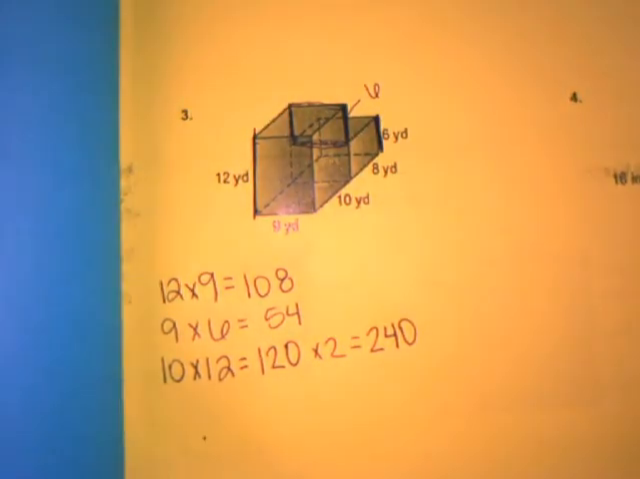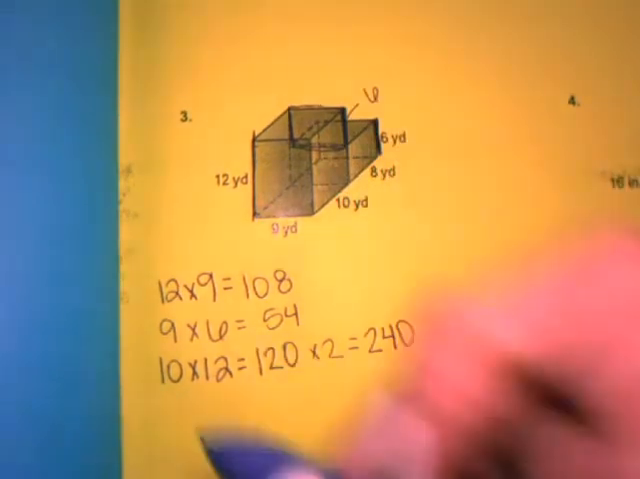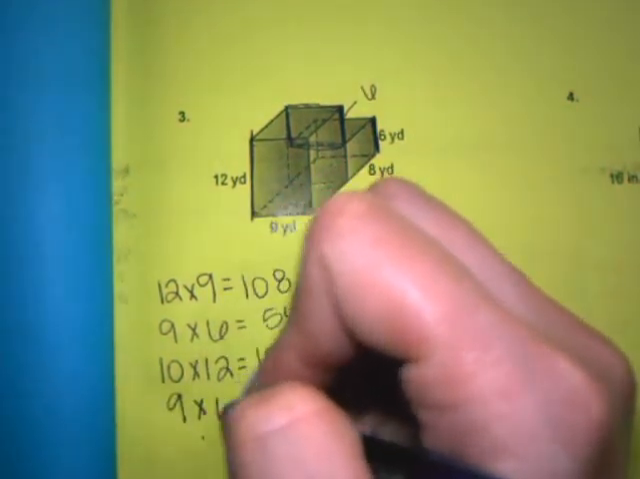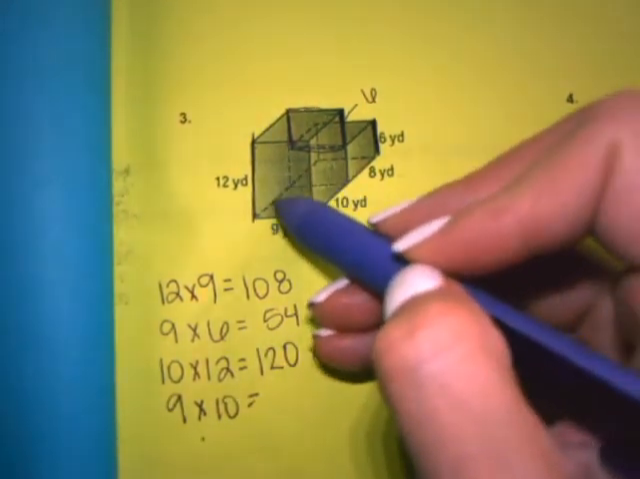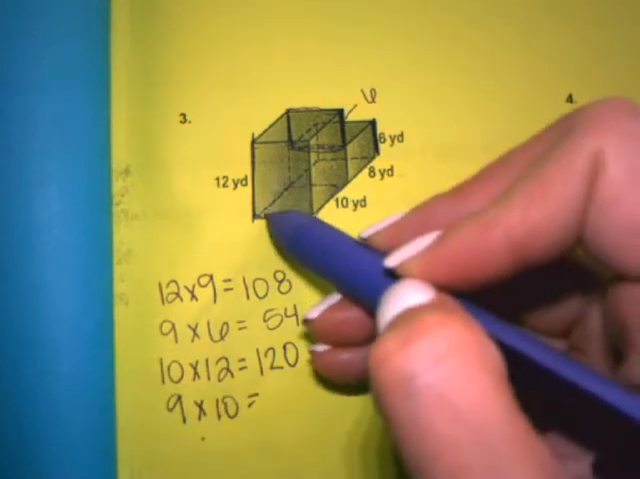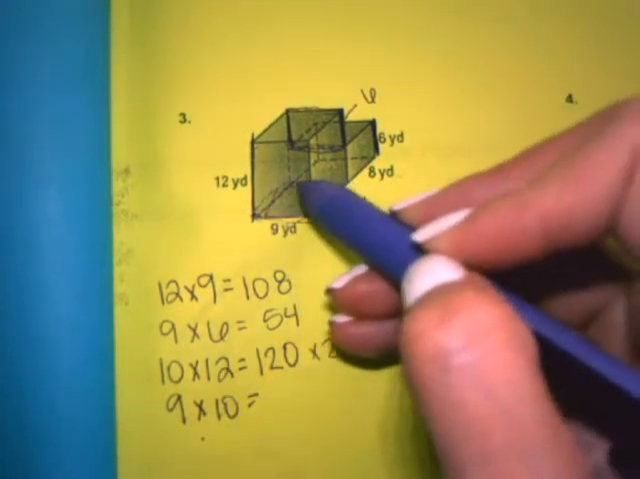All right, what two sides am I missing on this first rectangle? Top and bottom. Are top and bottom the same? What do I multiply together to get my top and my bottom? 10 times 9, 9 times 10. This bottom right here, 9 times 10. And what is 9 times 10?